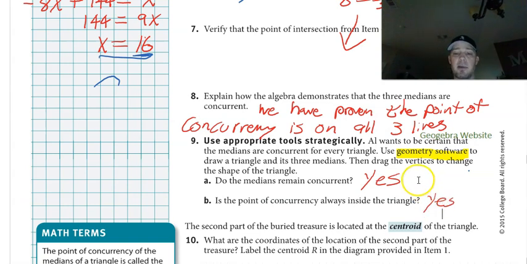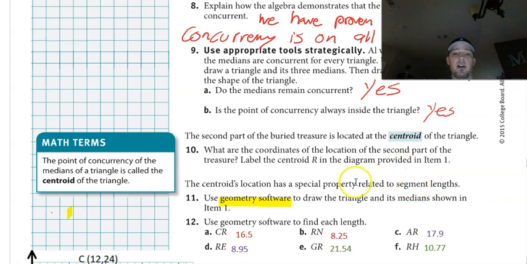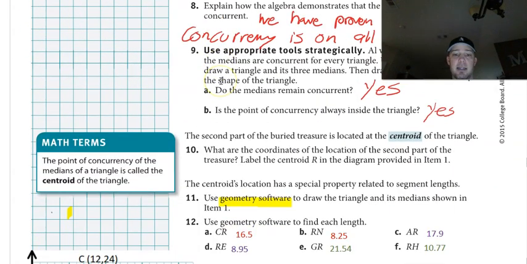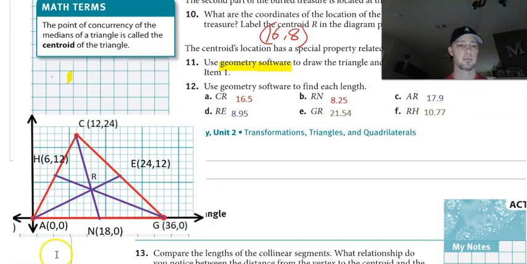Okay, where this point meets is called a centroid. What are the coordinates of the centroid? We just came up with them at 16, 8. And we can call that point R. So now it's point R.